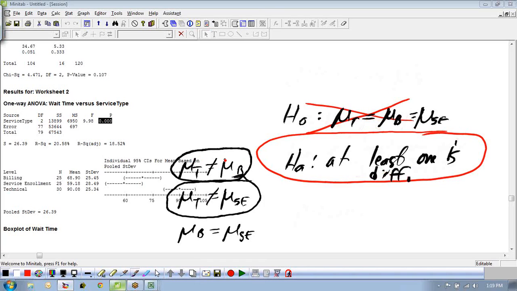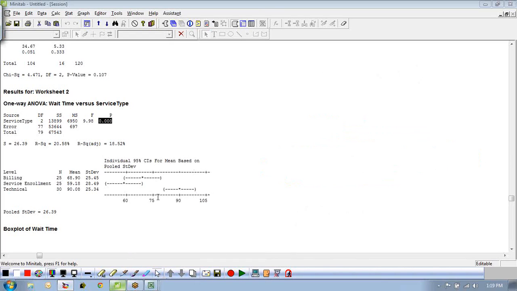Now, the interesting thing, Minitab will allow us to do a few of these tests very quickly, but it does it in kind of a crazy way. So I'll show it to you, but you're probably not going to like it. Okay, here are Minitab's overall confidence intervals, and you can see there's overlap with these two, which are billing and service enrollment, and no overlap with technical. So that gives us the same answer that we had before.